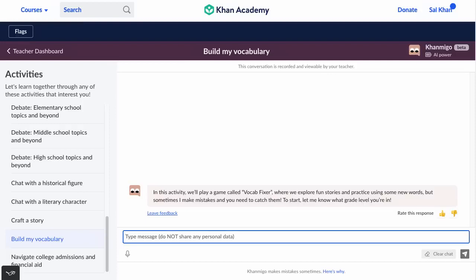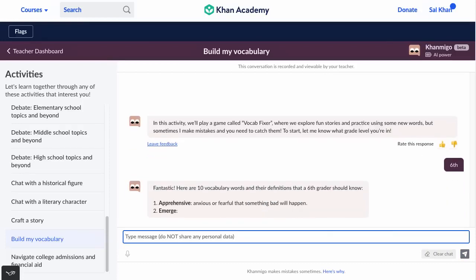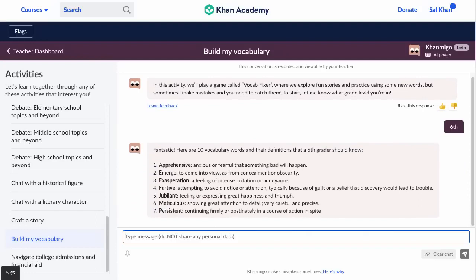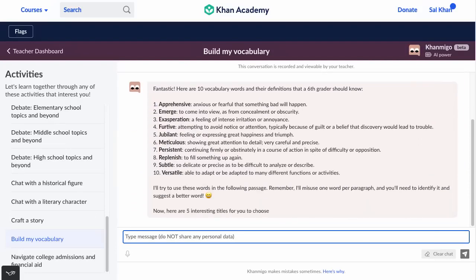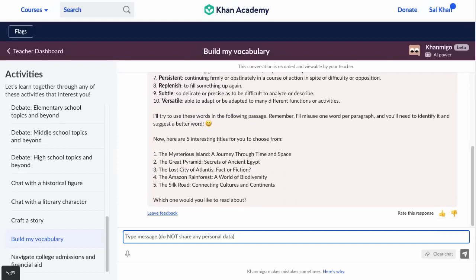So it says, let me know what grade level you're in. I don't know, let me say I'm a 6th grader. It's going to give me 10 vocabulary words that would be useful for a 6th grader to know. And then it's going to use them. It's going to construct passages, and I can pick what I want the story to be around. So let's make it about the mysterious island, a journey through space and time.